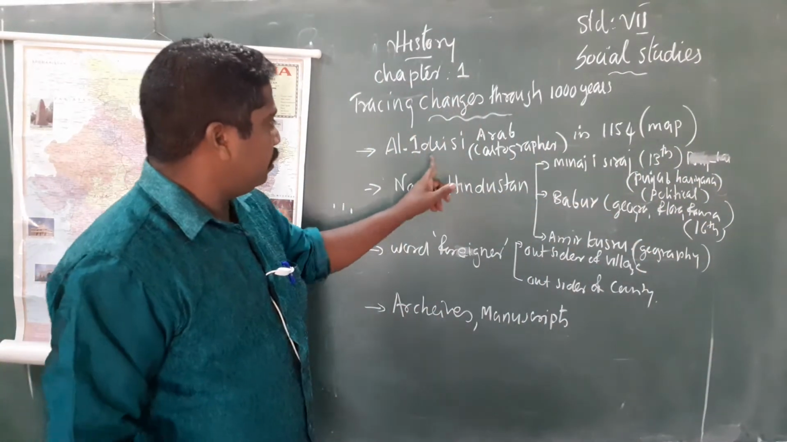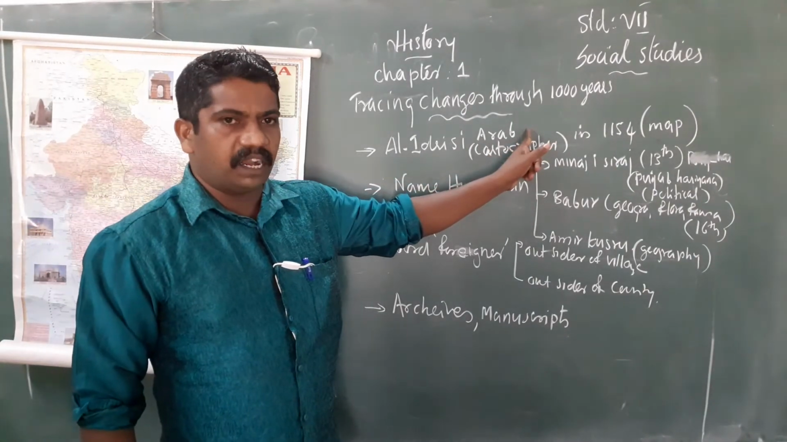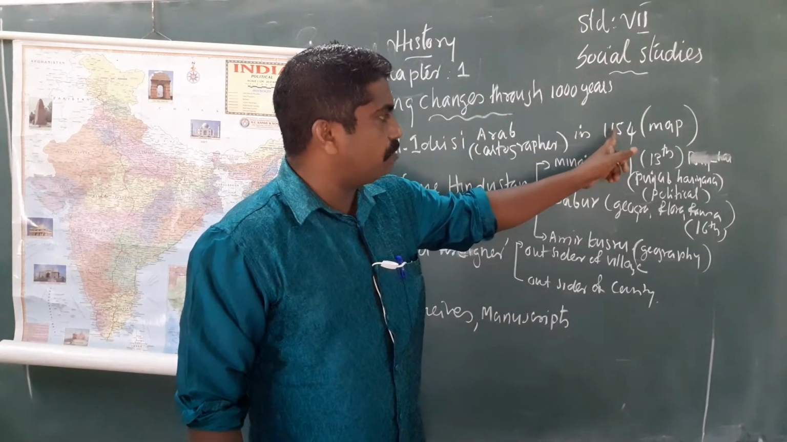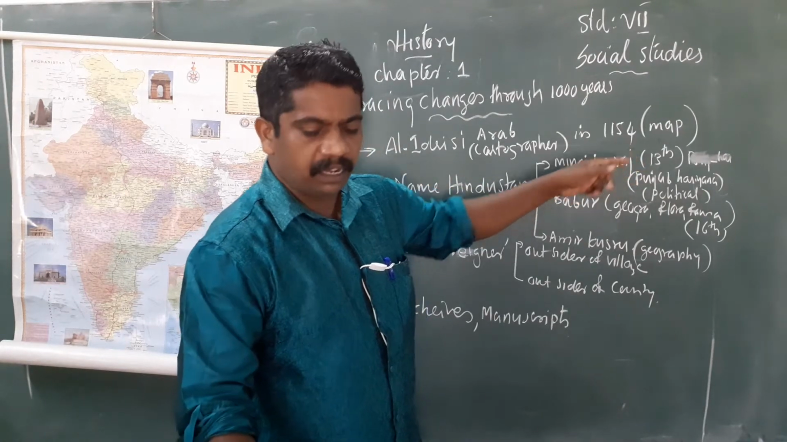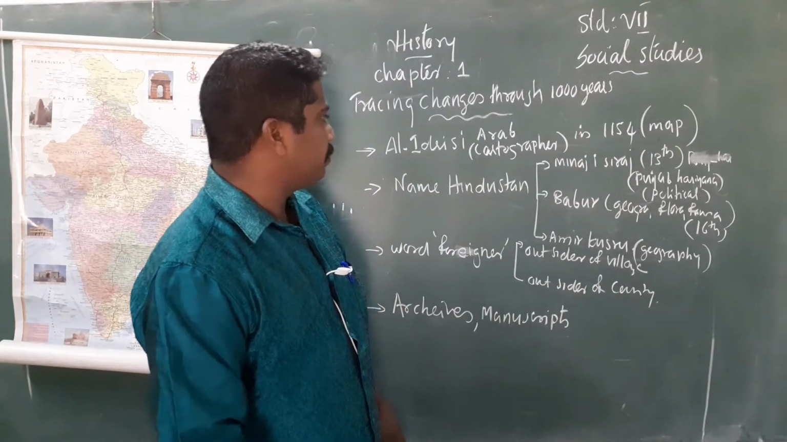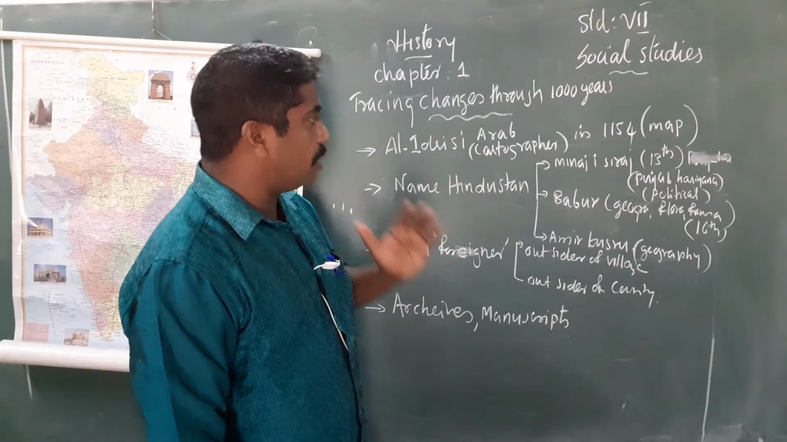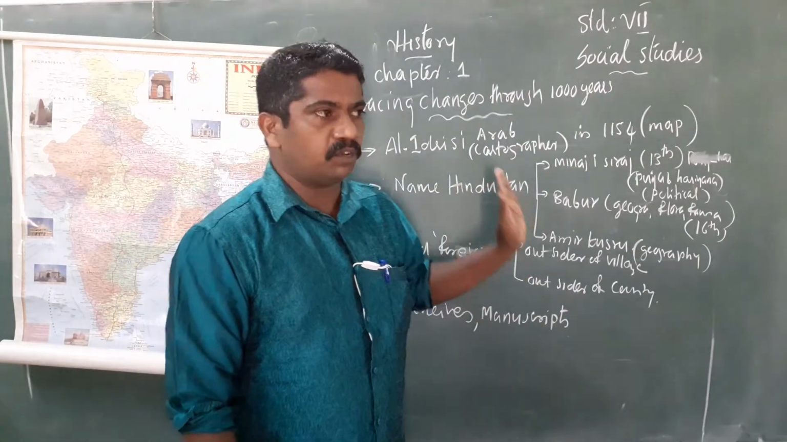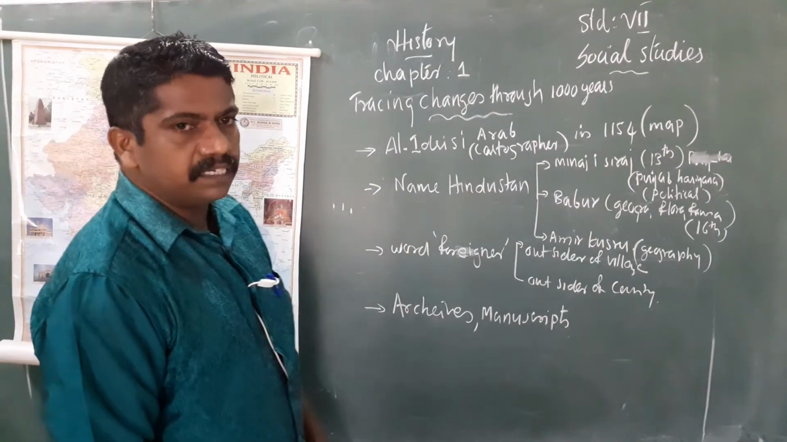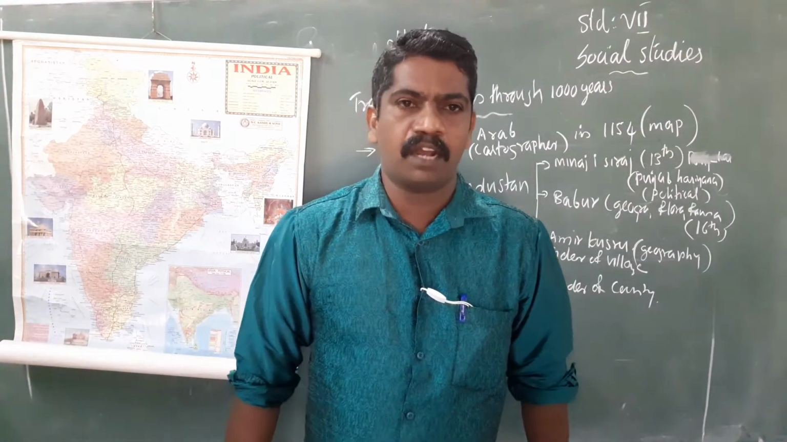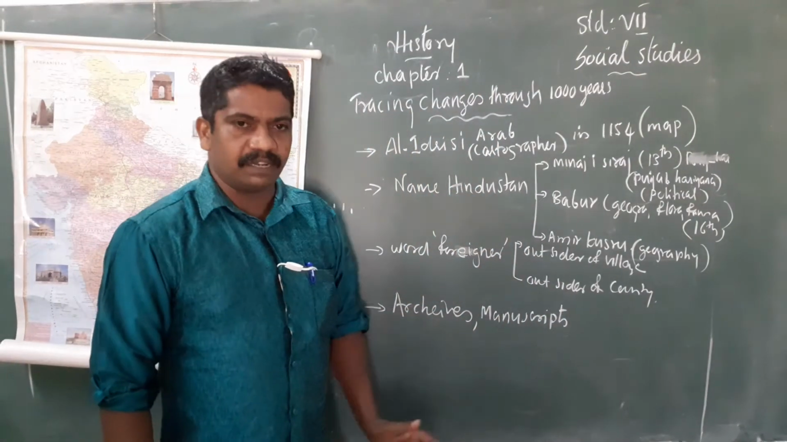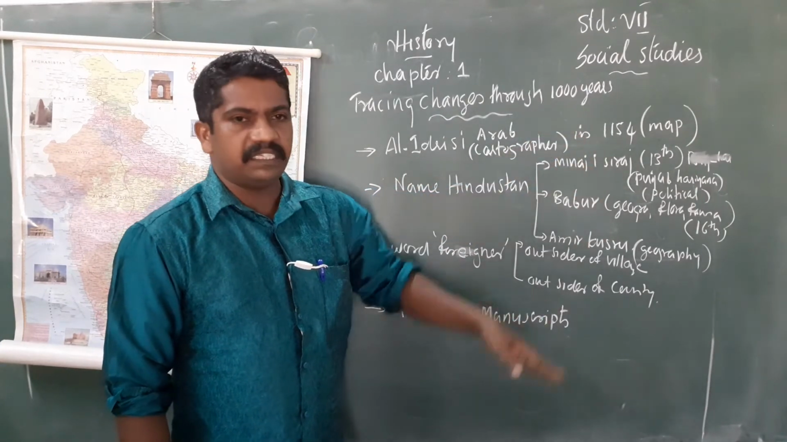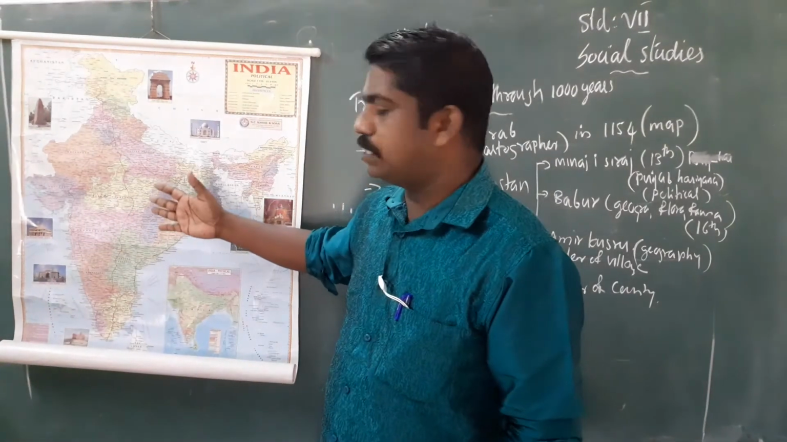Understand that Al-Idrisi was an Arab geographer and cartographer. He drew one map of India in 1154. That map is given on the first page of your history chapter. Then who is Al-Idrisi? I have told you he is an Arab geographer as well as a cartographer. Who is a cartographer? A person who makes maps is called a cartographer. So Al-Idrisi was a geographer as well as a cartographer. He drew the map of India in 1154, which is totally different from today's Indian map.